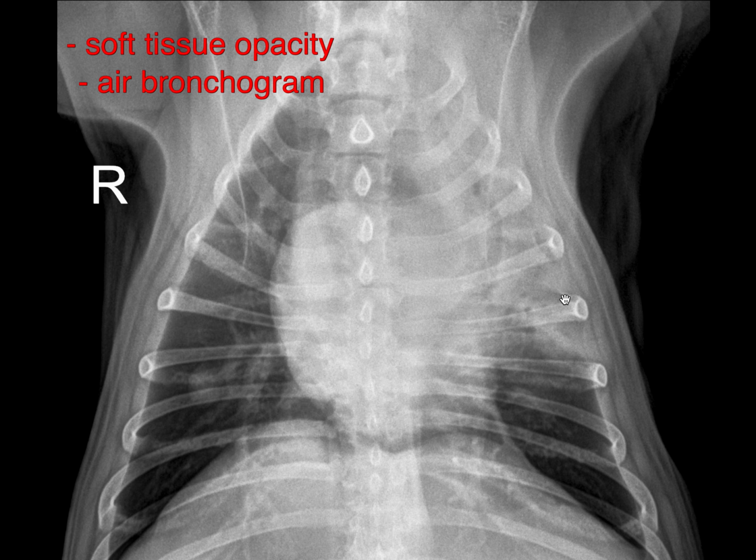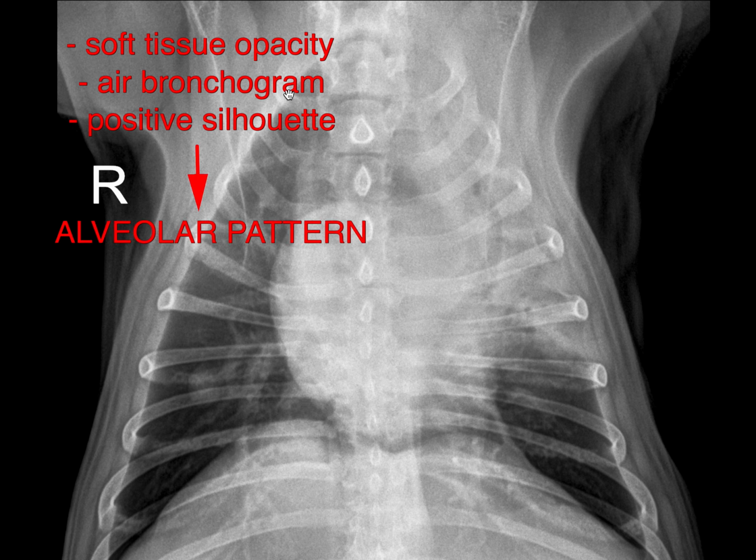Another area where you can see that feature is, for example, in the rest of the lung, where you can see the pulmonary vasculature. However, here that is lost too, and that is what we call a positive silhouette sign. And these are some of the main features of what we call an alveolar pattern. So what we can see in this radiograph so far is an alveolar pattern affecting the left cranial lung lobe.